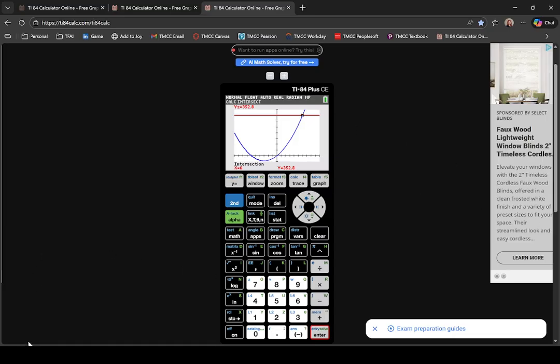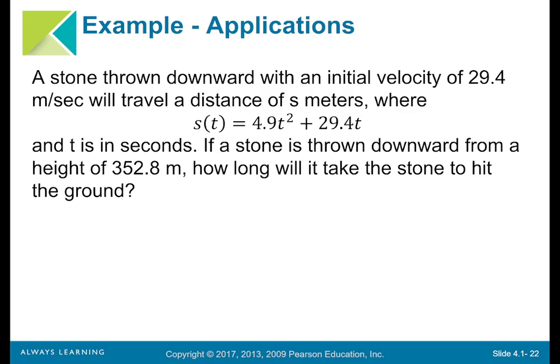Or no, was it feet? I think it was feet. Let's go back to the slides and find out. We'll get just the right units there. So, make sure my pen is still on. There we are. We saw after 6 seconds, we reached 352.8 meters. So 6 seconds is how long it took the stone to hit the ground. That's exactly what we're looking for here.